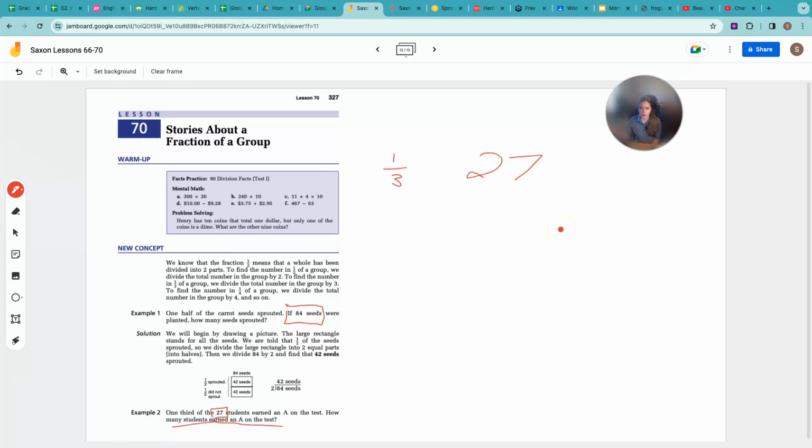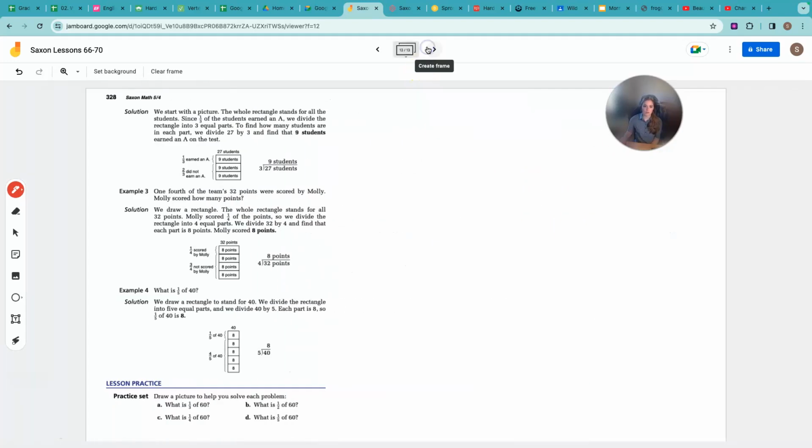So what are we going to divide 27 by? 3. So we have 3, 27, and we know that 9 times 3 equals 27, so we know that that's going to be 9. So it'd be 9 students earned an A on the test. That would be our answer. Go on to the next page here.